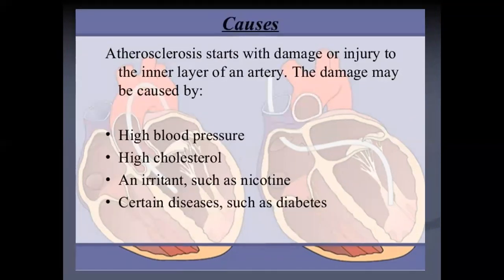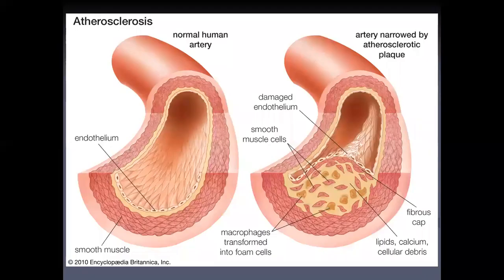Atherosclerosis, what are the causes? It starts with the initial damage of the endothelium, the inner layer of the arteries. And it can be caused by high blood pressure, high cholesterol, lipids in the blood, any irritant, nicotine, smoking can lead to atherosclerosis, and certain diseases like diabetes.